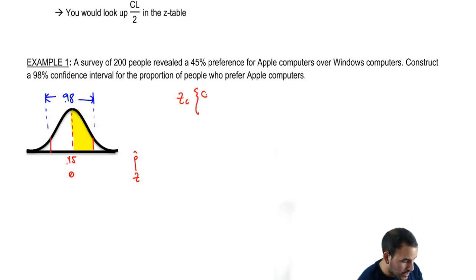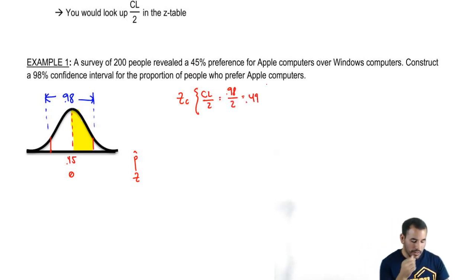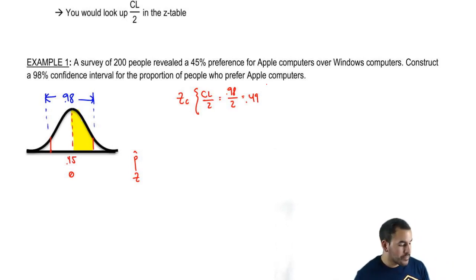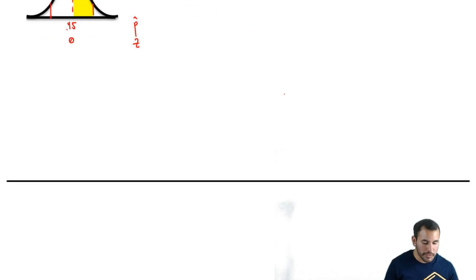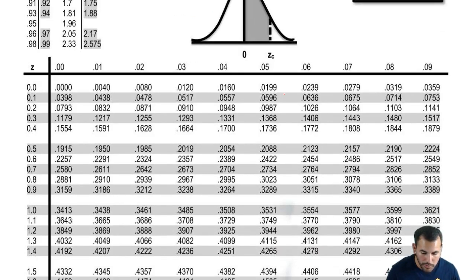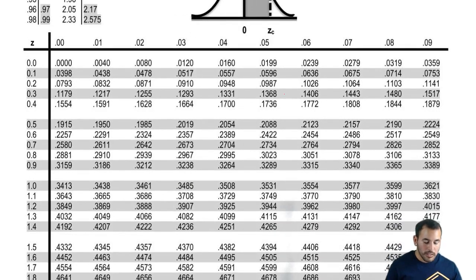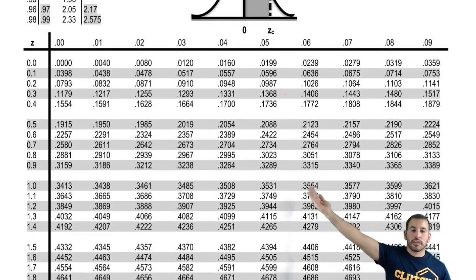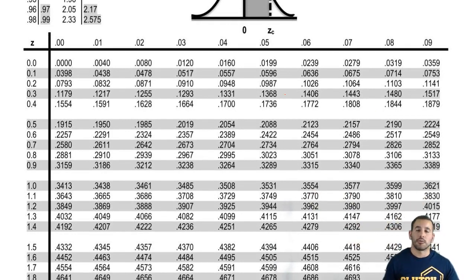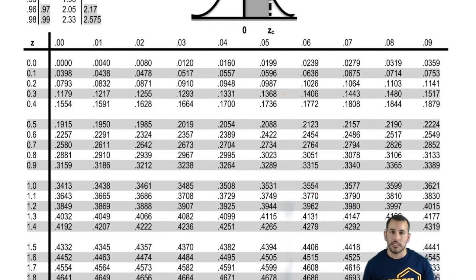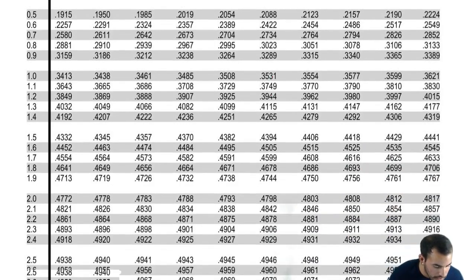So z critical, we need the confidence level over 2, so it's 0.98 over 2, or 0.49, right? So once we get 0.49, we can look that up in our table. So let's just go down a little bit. 0.49. So do I go to 0.4 and then go across to 9? No, right? Because that would mean that 0.49 is a z-score, which it's not. We're trying to get a z-score from that probability. So we go to 0.4900, the closest thing to it.